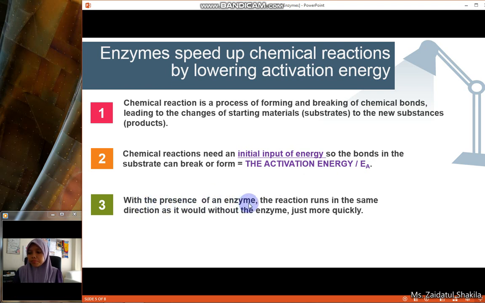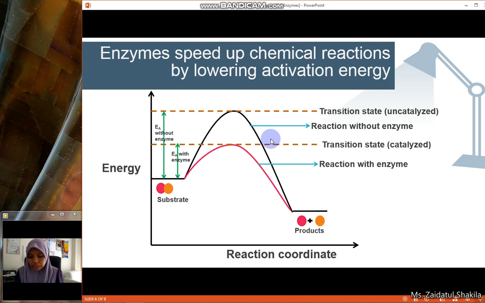E and A must be capital letters, A subscript. Okay, with the presence of enzyme, the reaction runs in the same direction as it would without the enzyme, just more quickly. Now let's take a look at this diagram. Here we have an energy diagram. Y-axis is the energy, x-axis is the reaction coordinate. This is the reaction where a molecule forms two products. As you can see, without enzyme, which is the black line, a lot of energy is needed to make this reaction proceed. And the structure up here at the top, we call it the transition state.